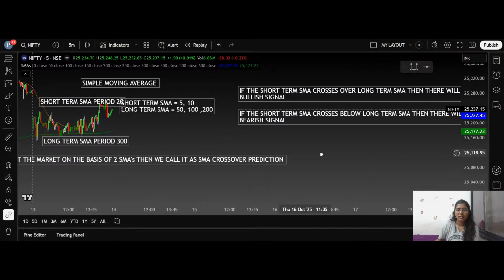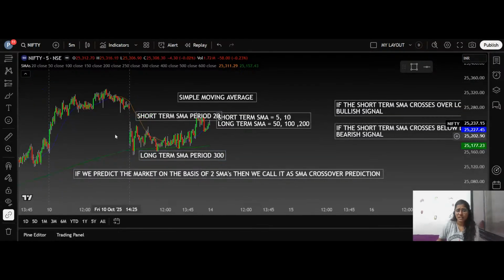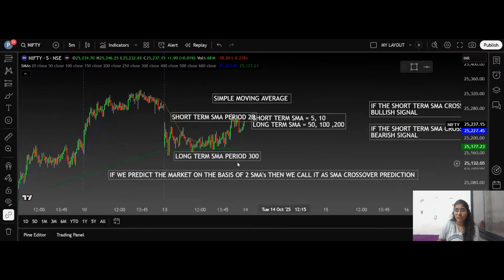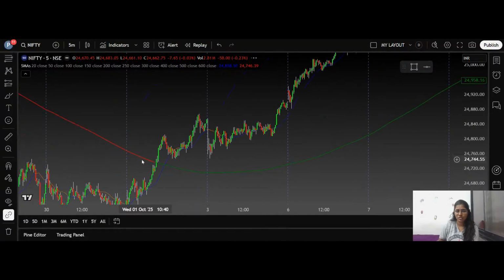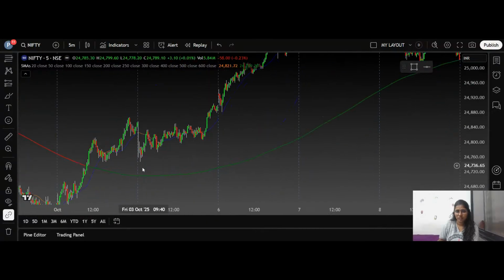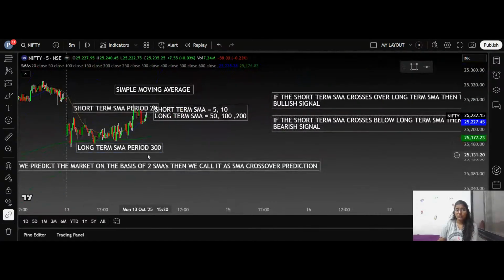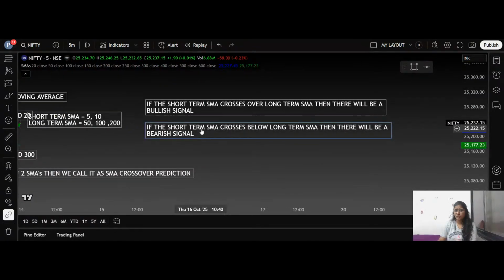If the short-term SMA crosses, here, are they crossing or not? No, they are not crossing. They are fully apart. See here they are not crossing. Here they crossed. Here they crossed. So if the short-term SMA crosses over the long-term SMA, it is a bullish signal. It means the market will be bullish. And if the short-term SMA crosses below the long-term SMA, then there will be a bearish signal.